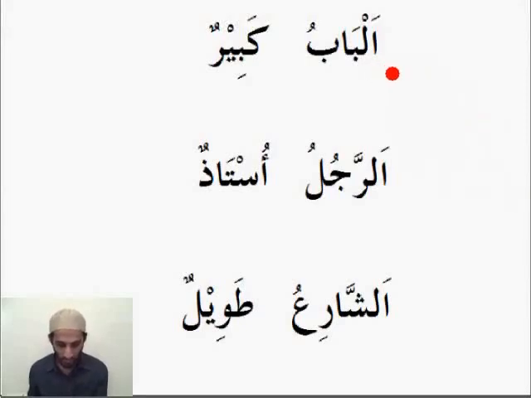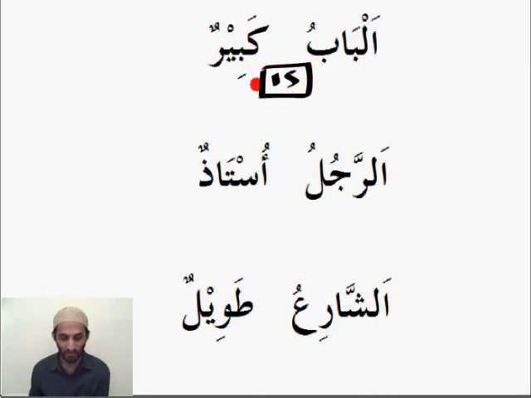Okay, alright, here we have a few nominal sentences all pre-prepared. So let's look at this top one here. Al-babu kabirun. Now this is a nominal sentence. This is saying the door is big. There is no word for is in Arabic here. We just go straight from the door and we say big. So it's almost as if there's a hidden is. I'm just going to put it in a square, to show that it's hidden.